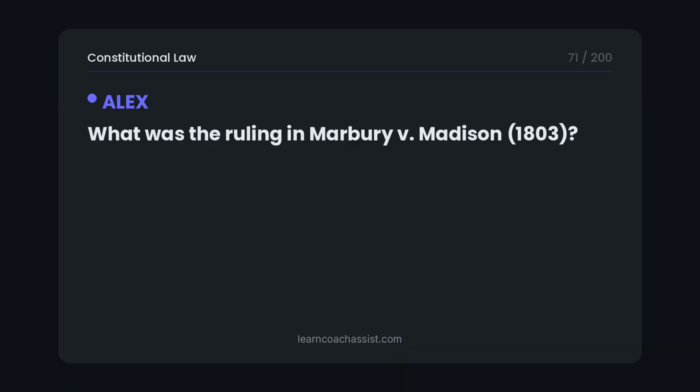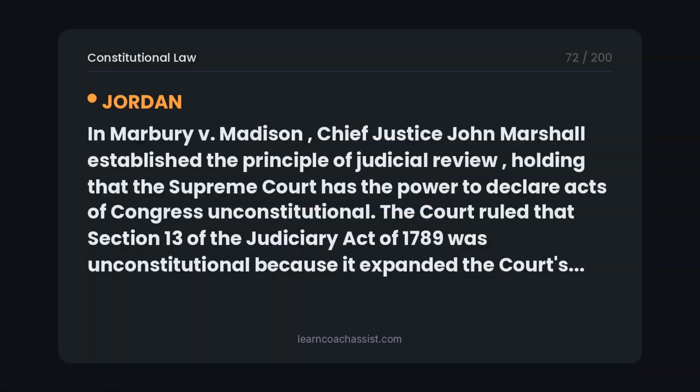What was the ruling in Marbury v. Madison, 1803? In Marbury v. Madison, Chief Justice John Marshall established the principle of judicial review, holding that the Supreme Court has the power to declare acts of Congress unconstitutional. The court ruled that Section 13 of the Judiciary Act of 1789 was unconstitutional because it expanded the court's original jurisdiction beyond what the Constitution permitted.